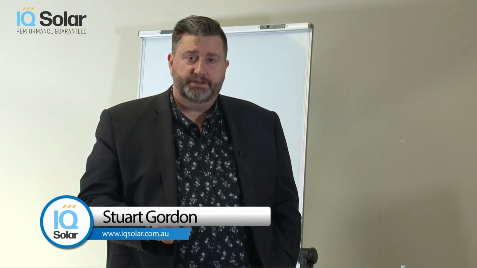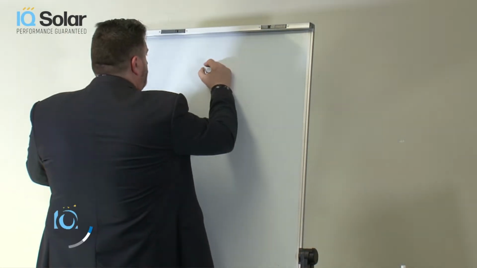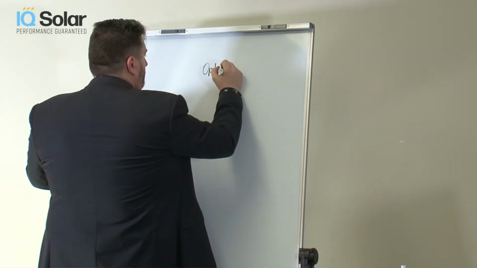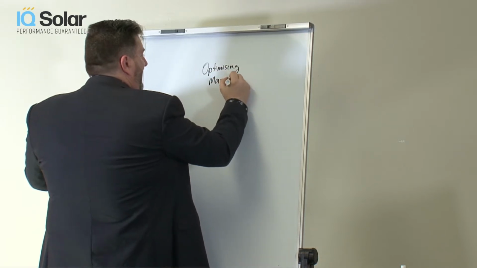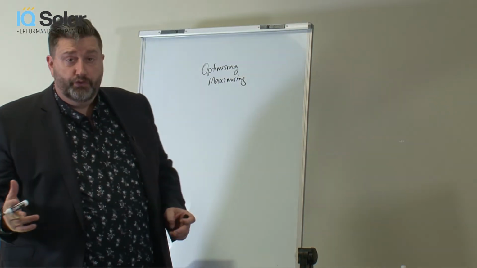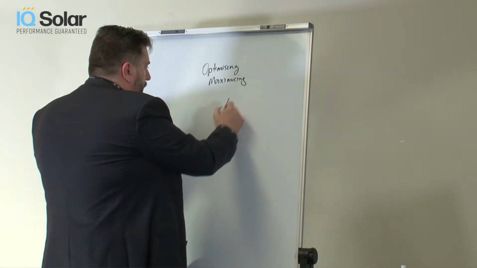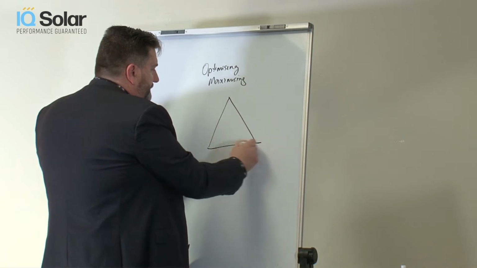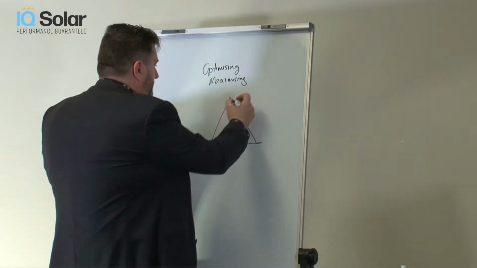I want to cover a couple of terms that I use quite often called optimizing or maximizing. And these are about the system size that we put on your roof. So just as a very quick recap, your system size that you put on your roof is going to be limited by one of three things.